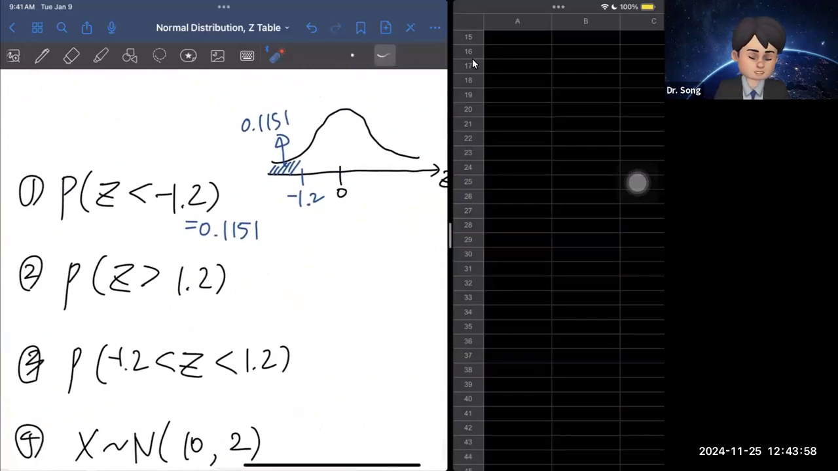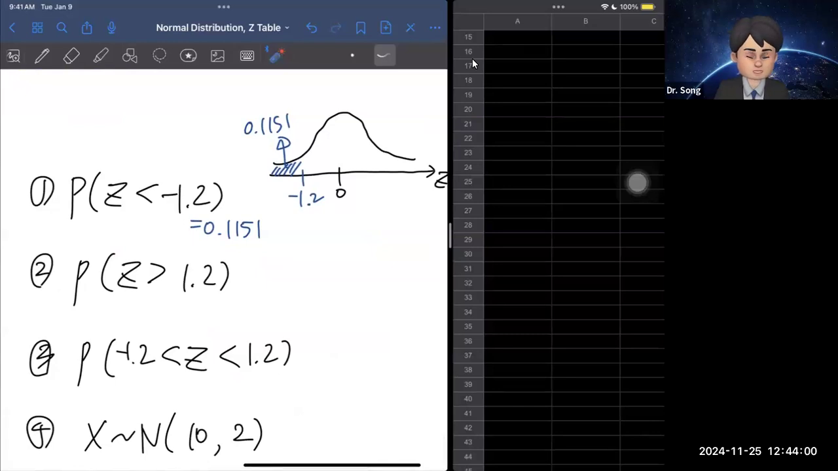Now, question number 2, the probability Z is greater than 1.2, and 1.2 is here. They ask you to calculate this green shaded area. But using the fact that the normal distribution is symmetric around its mean, and this is a standard normal distribution with the center 0, then this is actually the same as 0.1151. These are the same because the distribution is symmetric. Less than negative 1.2, greater than 1.2, same.